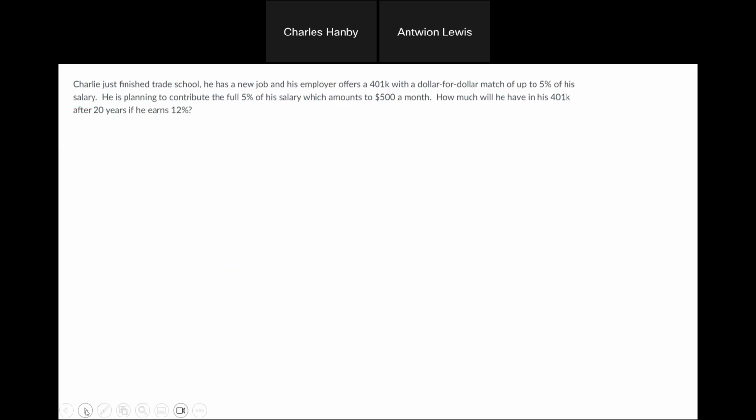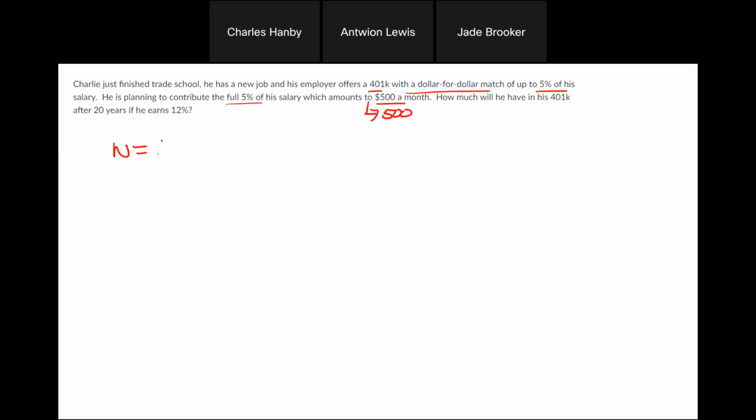Okay, so next, Charlie just finished trade school. He has a new job, offers a 401k with a dollar for dollar match up to 5% of his salary. He's planning to contribute the full 5%, which amounts to $500 a month. Now, this means that his employer is going to kick in $500 a month. How much will he have in his 401k after 20 years if he earns 12%? So N is 20 years, and that's monthly. So that's 20 times 12 is 240.